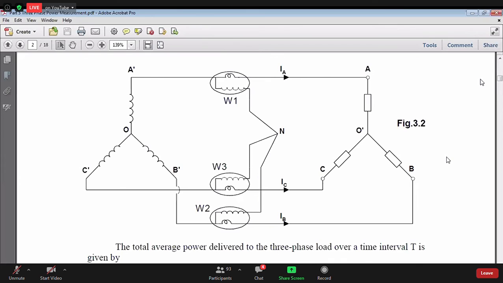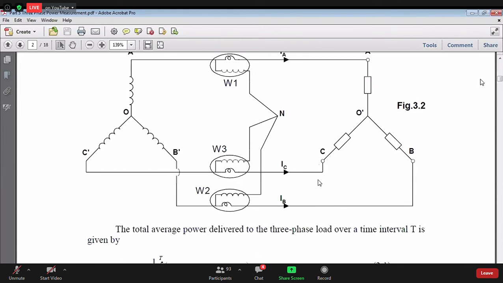But then you can always argue, how do we know that this is equal to the total power? Total power means here, on the right side, I have the load. So total power is the power drawn by this load on the right side, whereas the power measured is by the 3 wattmeters. So what is the correlation between this measured power and the actual power drawn by the load? That requires a little bit of analysis, so I will show that analysis.